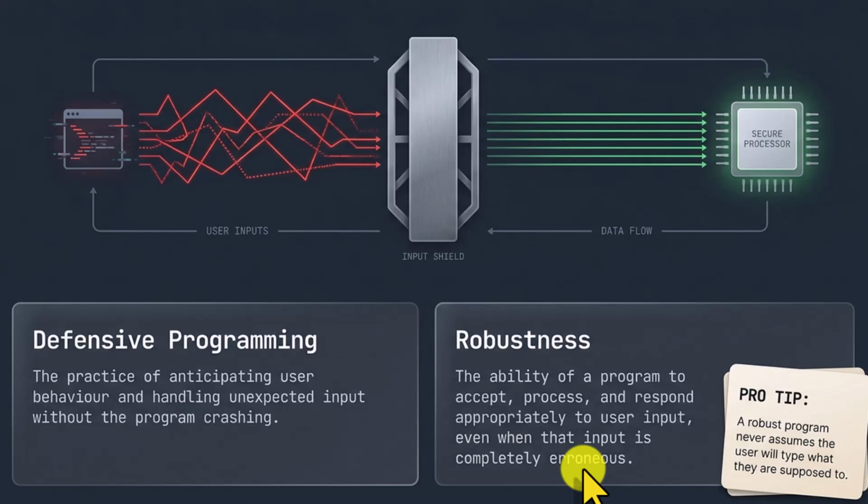A pro tip here is that a robust program never assumes the user will type what they are supposed to. So always consider that the user will input wrong data. That is what we assume.